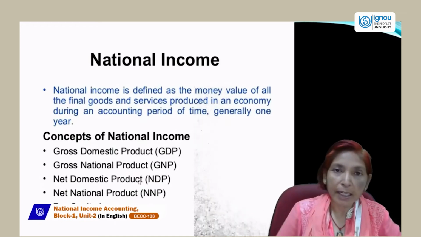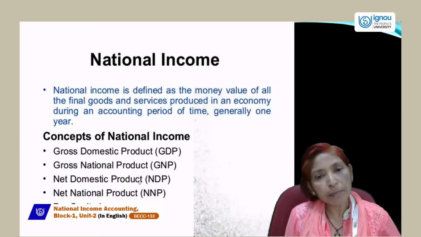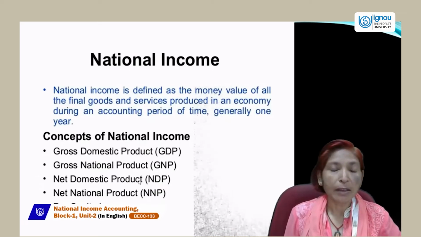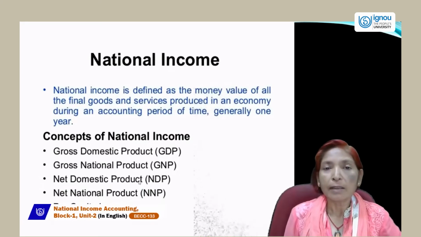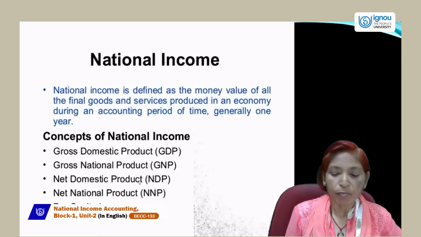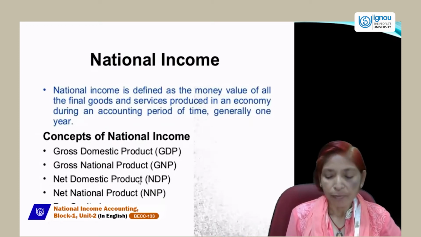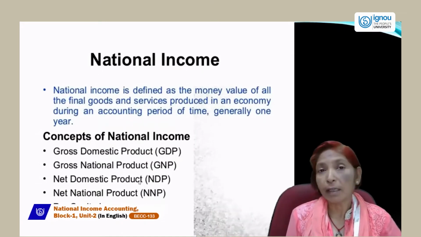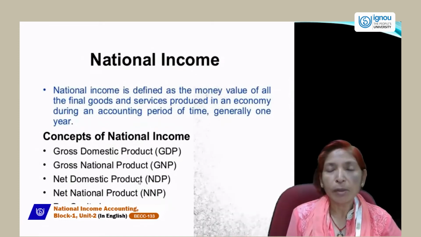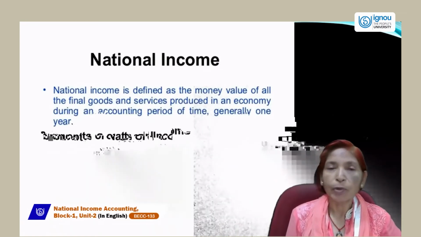These are the aggregates. If we are given GDP, then we can convert it into GNP. If we have GNP, then we can convert it into NDP. And if we have NDP, then we can calculate NNP. National income is always estimated on NNP FC, where NNP means net national product and FC is factor cost. Per capita income is the income of an individual person, which can be estimated by dividing national income by the population.